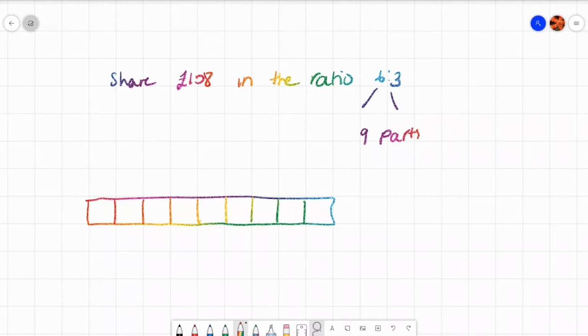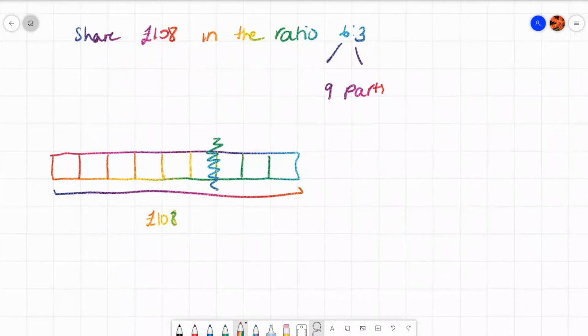After 6 boxes, 1, 2, 3, 4, 5, 6, draw myself a little line. This whole bar is £108. I want to know how much one box is. Well, I'm doing 108 divided by, well, how many is there altogether? 9. Which is 12. So 12 is one box. So I'm just going to write 12 in each of the nine boxes.